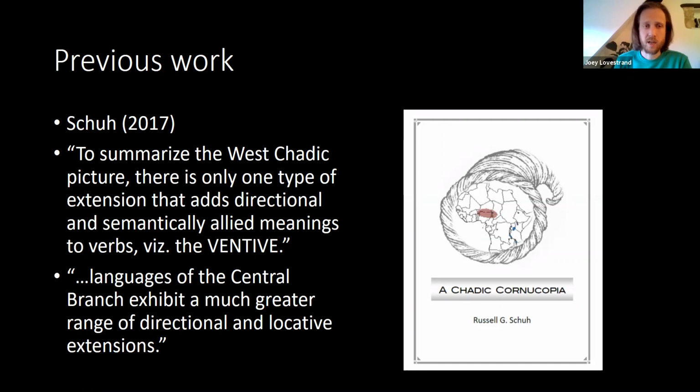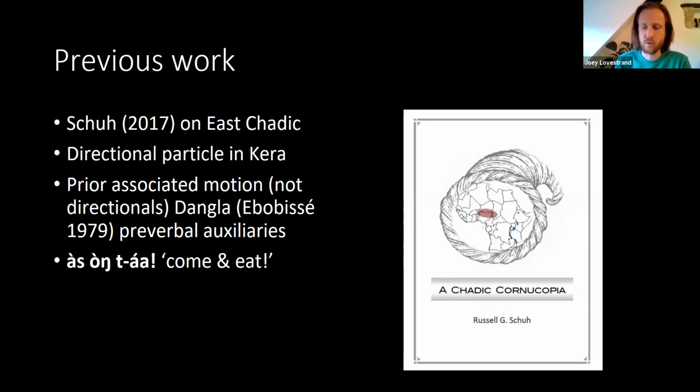And Hsu's summary is that in West Chadic, you have directionals that will only have one deictic meaning. Basically, it'll just be one directional marker and it will be the ventive meaning. It's coming towards the deictic center. Whereas the Central Chadic languages have a larger range of directional suffixes with a larger range of more specific meanings in terms of the orientation of the motion.